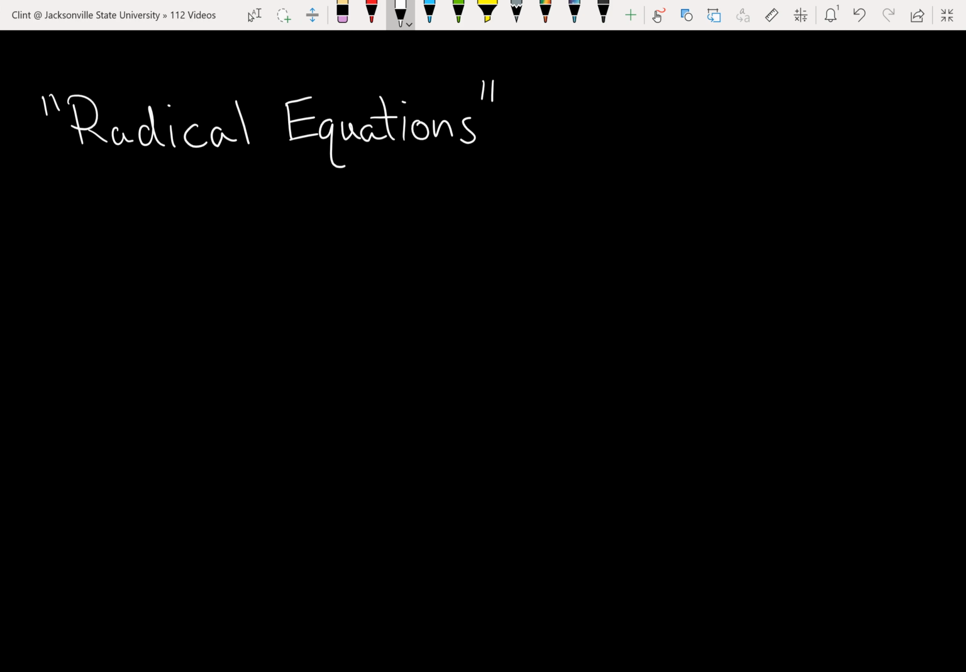Part 2 of section 1.6. So we have one more type of equation to talk about solving. Those are what we call radical equations. We call an equation a radical equation if we have a radical somewhere in the equation that has a variable underneath it. So somehow we have to get the variable out from under the radical.